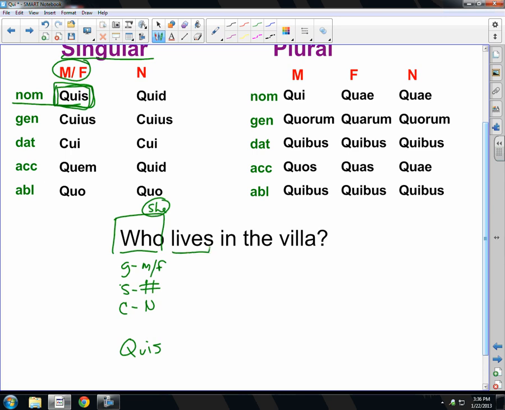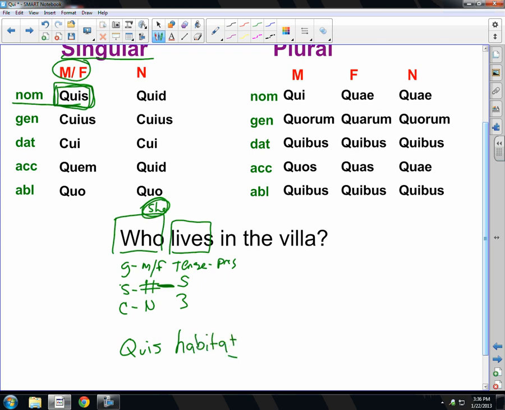Lives. Again, this is my verb. I want to determine what tense it is in. Well, this is in the present tense. The number, is it singular or plural? Well, it's singular. It has to agree with the subject of the sentence, which in this case is going to be quis. Is this first, second, or third person? Well, it doesn't refer to I. It doesn't refer to you. It refers to who, which is third person. So the third person singular present tense of lives is habitat.